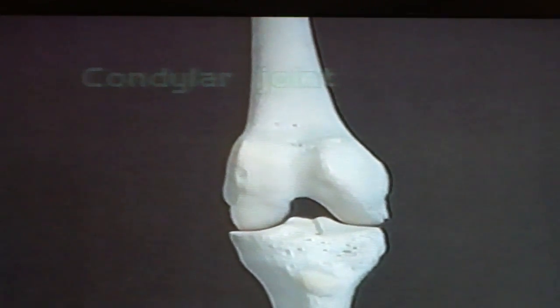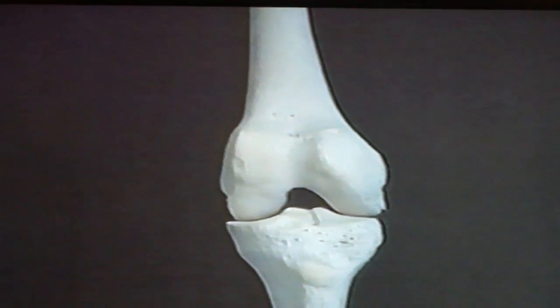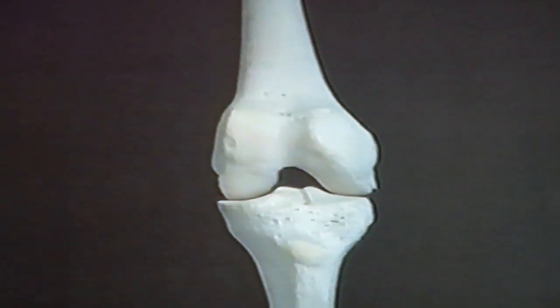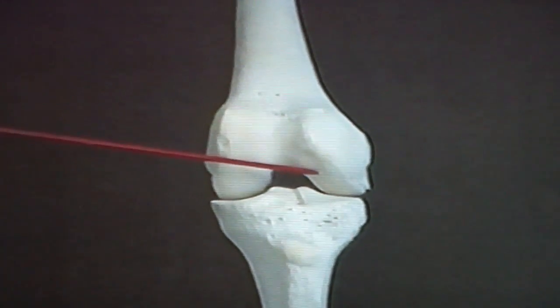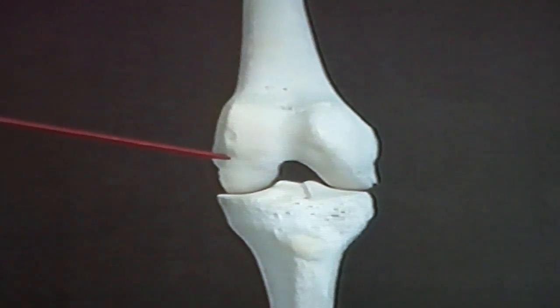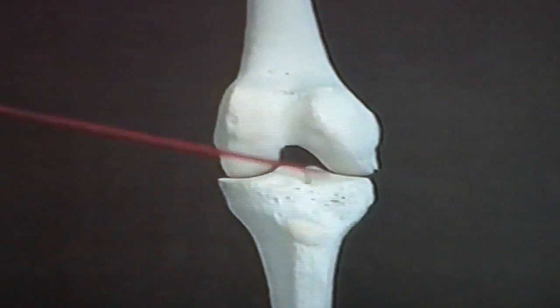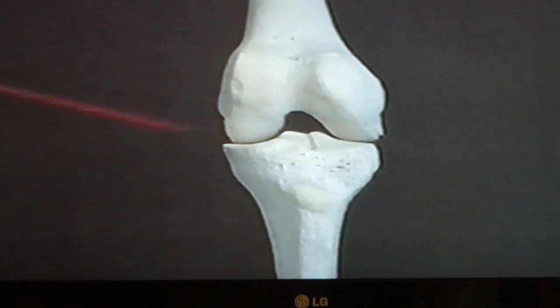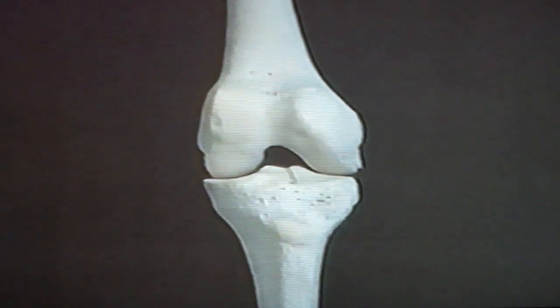To permit a hinge movement as the principal action, in the knee joint shown here, the medial and the lateral condyles of the femur articulate with the medial and lateral condyles of the tibia. The principal movements permitted at this joint are flexion and extension.